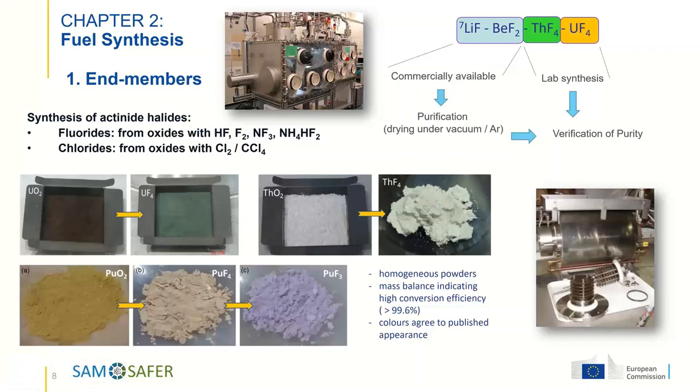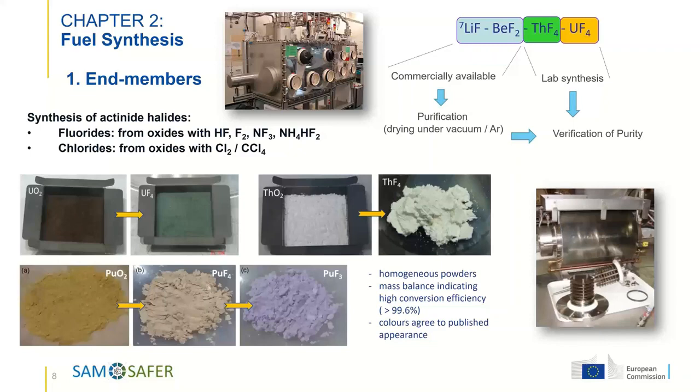So for the fuel synthesis, there are 4 or 5 steps that we normally follow before we conduct the measurement. The first one is the fuel synthesis, so that's to produce the end members. The end members can be either, let's say, purchased as off-the-shelf products. Those are normally the matrix components like lithium fluoride or beryllium fluoride, or if you want sodium fluoride or sodium chloride, you can purchase this from different commercial suppliers.